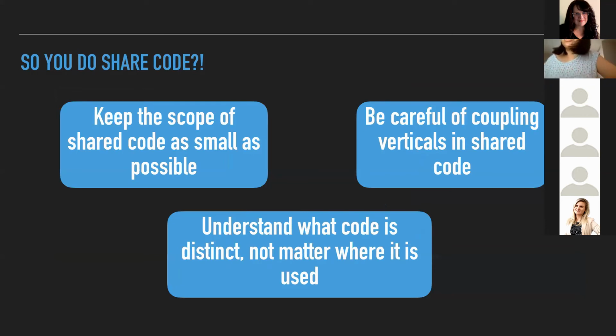We do still share code. We try to keep it as minimal as possible. We had a couple of safety nets in place, which I'll come across in a bit. You really want to keep the scope of the shared code as small as possible. Otherwise, you start coupling your verticals, and then you end up with a few problems that I'll talk about in a bit. So you want to know what code is distinct and what can be shared.